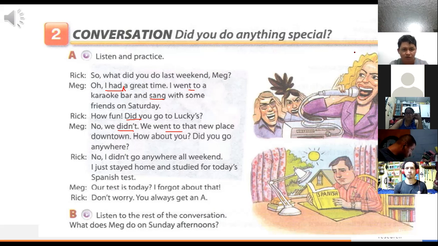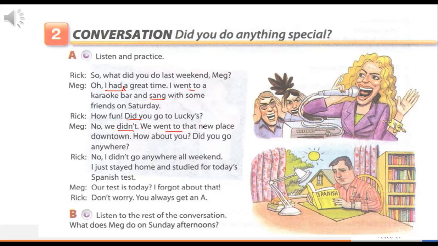The verb never changes in a question, and the past is not an exception. Okay? So did you go anywhere? No vamos a decir, did you went anywhere? No, did you go anywhere? Okay? And it's the same structure as a question, ¿verdad?